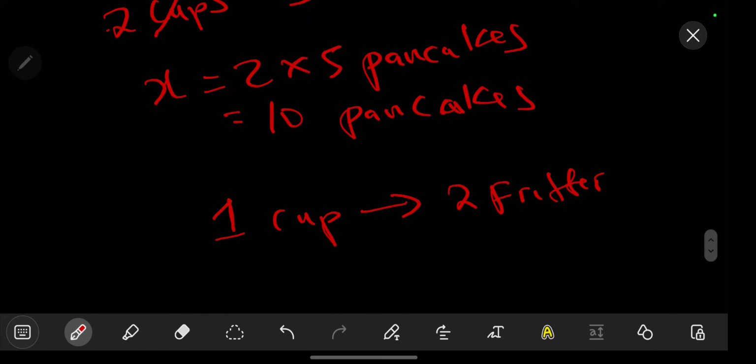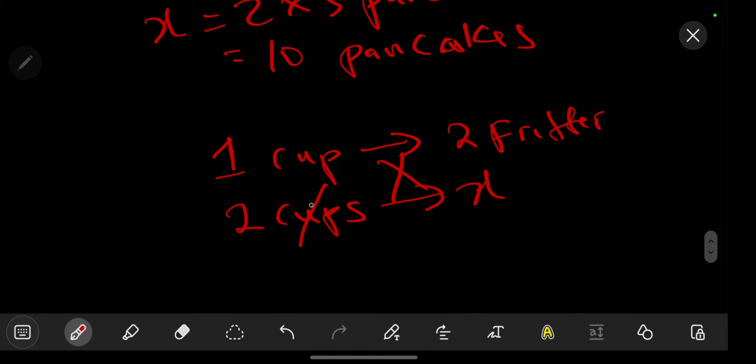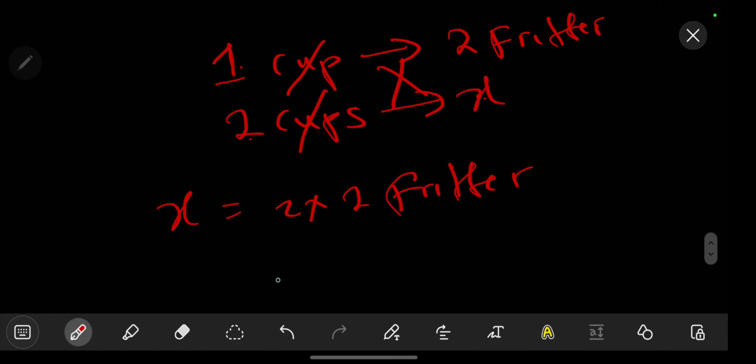How about if you have 2 cups? If you increase to 2 cups, you don't know how many you will produce. So you are going to cross multiply: x times 1 gives x, which should be equal to 2 times 2. So it will be 2 times 2 fritters. So you can quantitatively determine how much you are able to produce by increasing one of the factors.